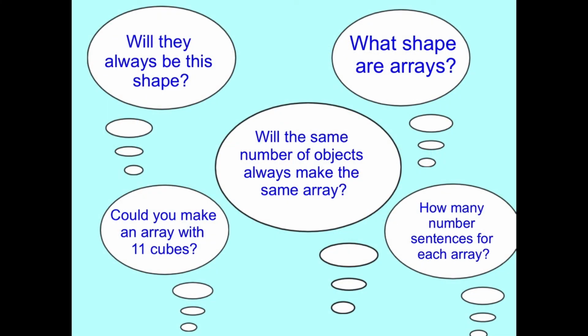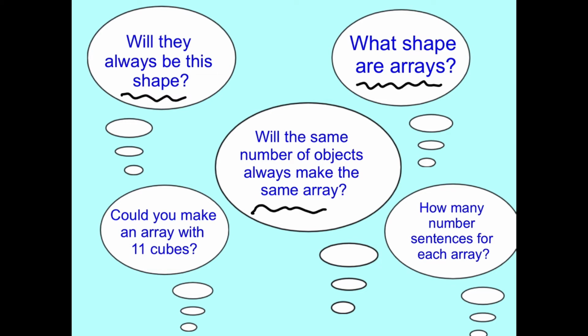When you're making your arrays, I want you to think about some of these questions. So first of all, what shape are the arrays when you finish making them? Will they always be this shape? So is an array always the same shape?